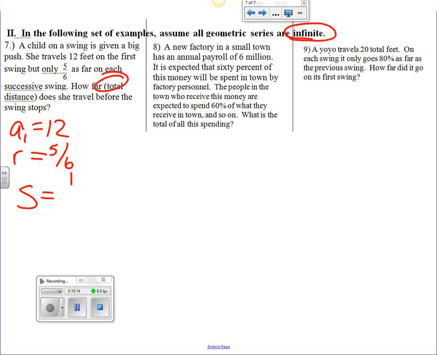So S equals 12 over, Jasmine, what do I have to write on the bottom? And 5/6 has to go in parentheses. So on this one, when you type it in the calculator, not only are you going to put parentheses around 5/6, why are you doing that? It's a fraction, but the calculator also requires that extra set on the bottom. Okay? All right, Jalen, what are you getting? Good. All right, what is that? 72 what? Feet.